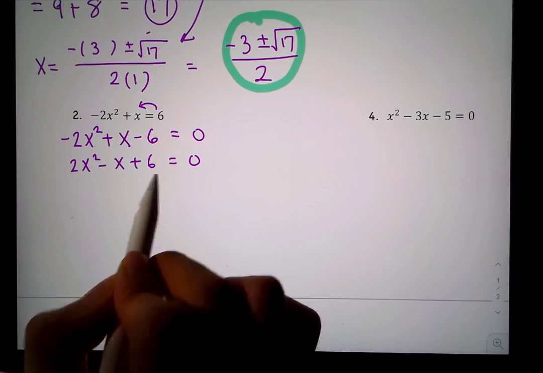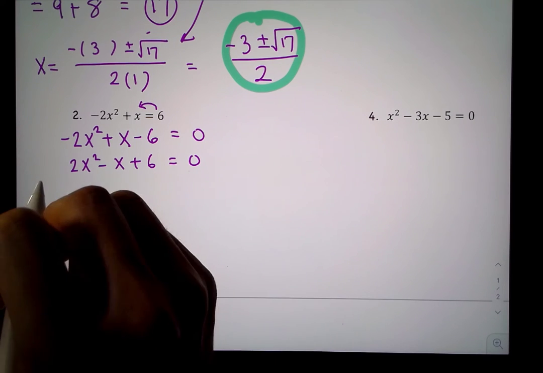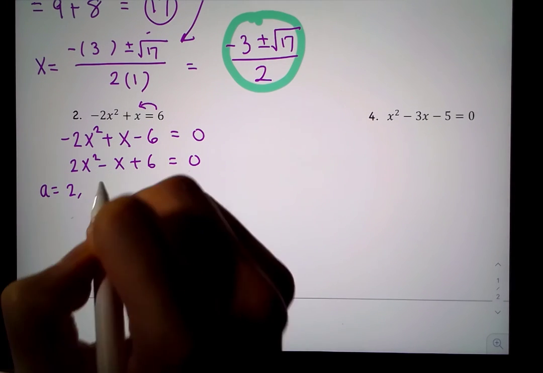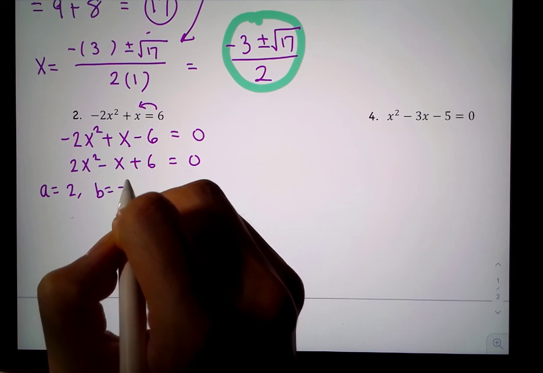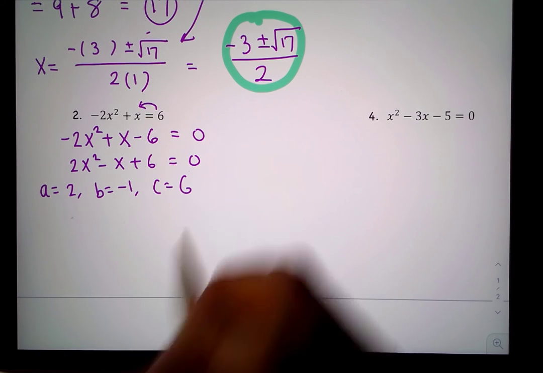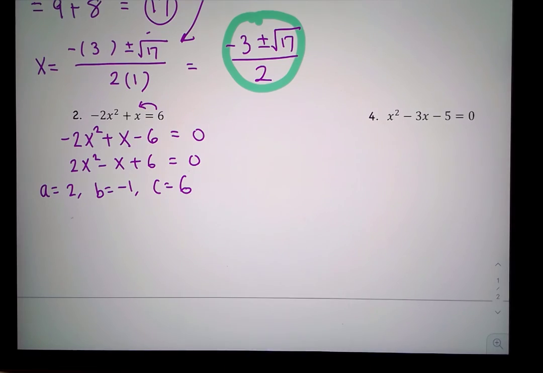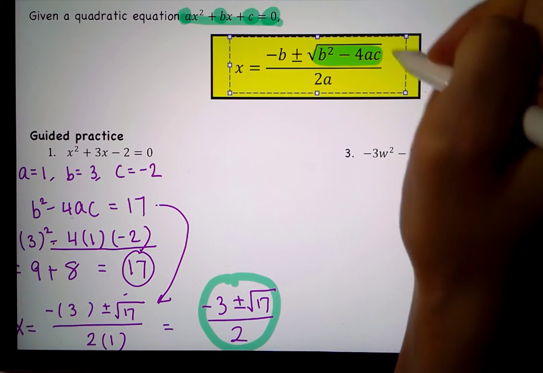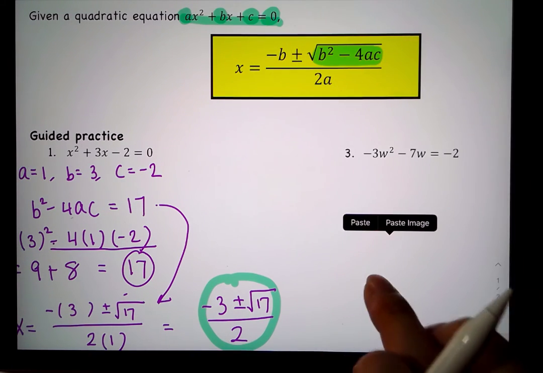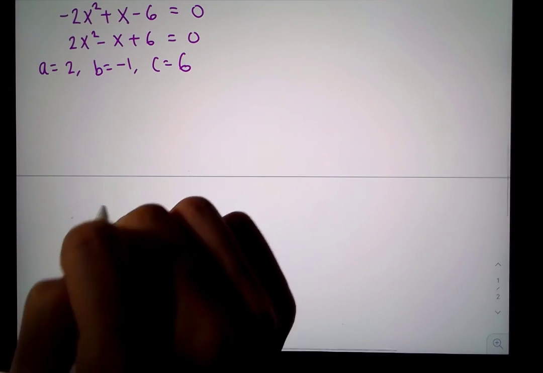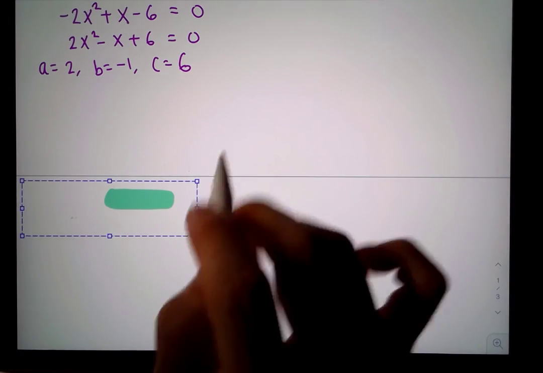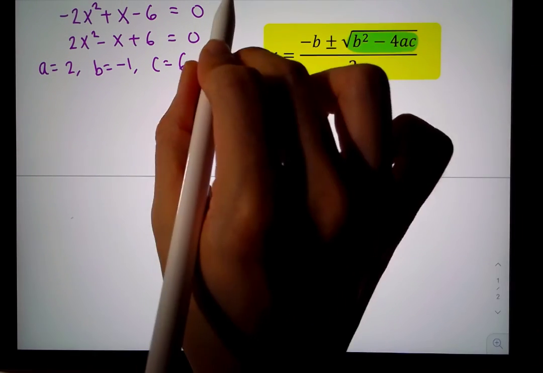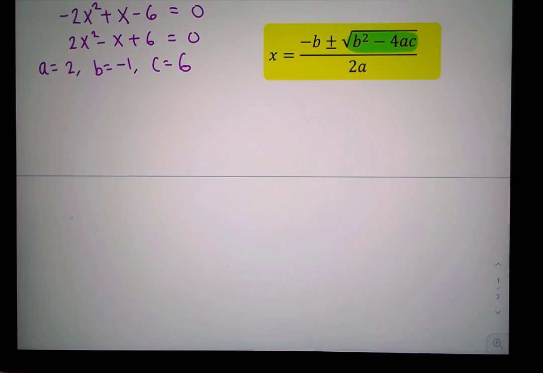Alright? So I convert the equation like that. And now I'm going to use my formula. So I need to identify my A, B, and C. So my A is 2, B is -1. You need to include the sign, right? And C is 6. And then my formula, do you remember what was the formula? It is -b plus minus square root of b squared minus 4ac. So this is my formula, right?